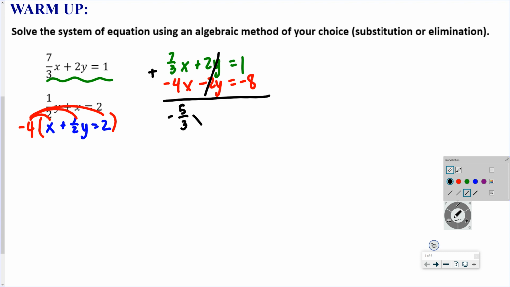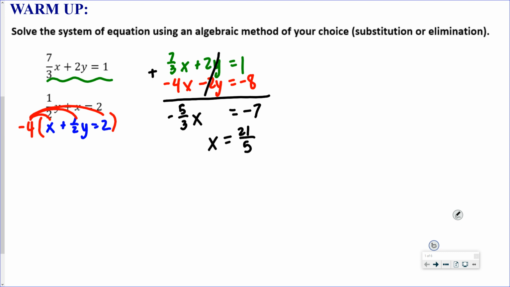Same process, just have fractions. X equals negative 7. So I got x to be 21/5. 21/5 is not what we got. Gotcha. 21/5, which is 4.2 if you wrote it as a decimal. Okay, if you did not get that, see if you can find a mistake.